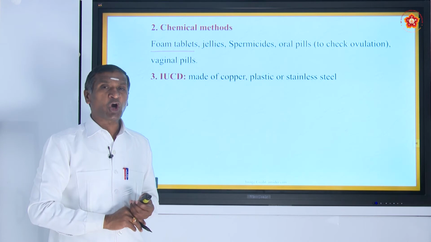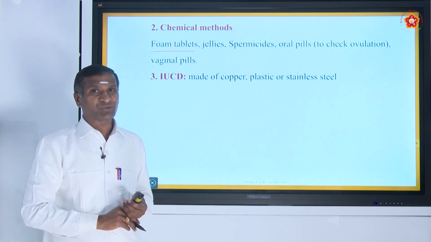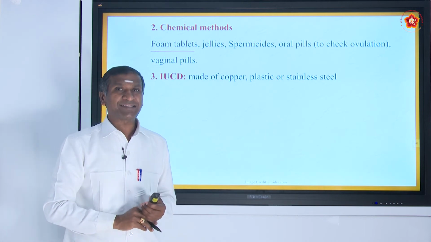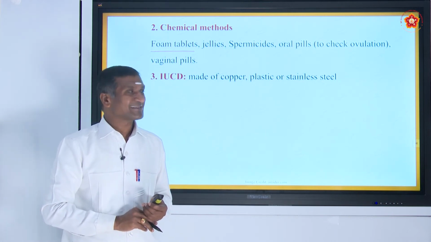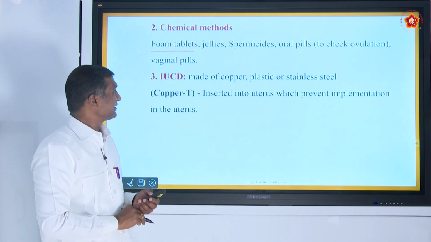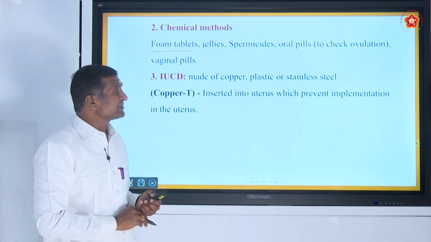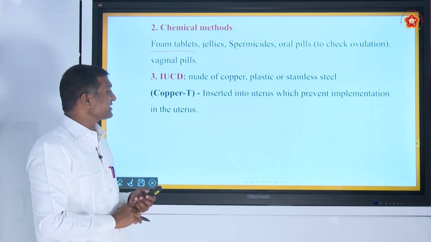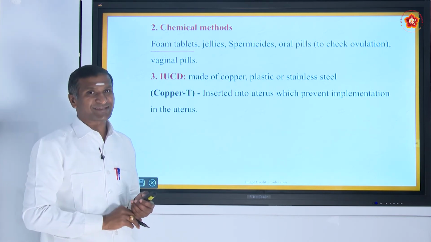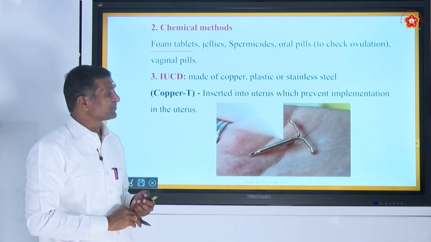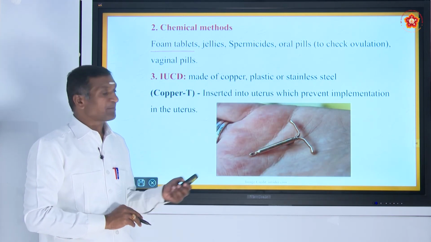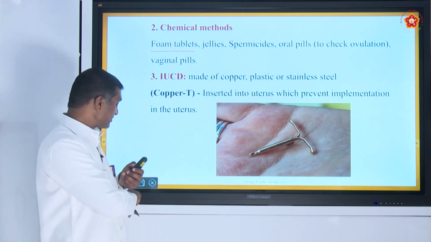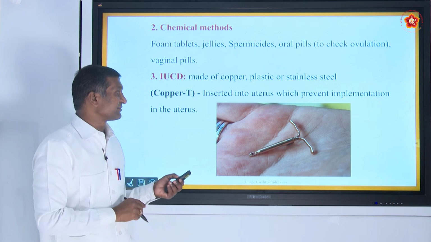IUCD, intrauterine contraceptive device, which is made of copper, plastic or stainless steel. Copper T, which is inserted into the uterus, prevents implantation in the uterus. If you observe the picture, it is in the form of a T shape, which is introduced into the uterus.